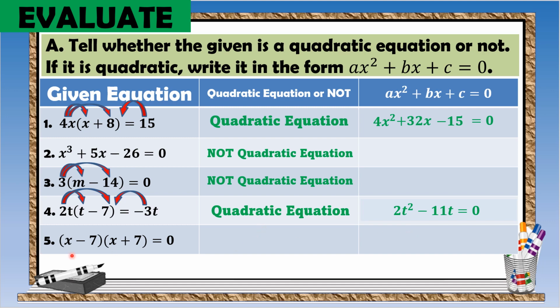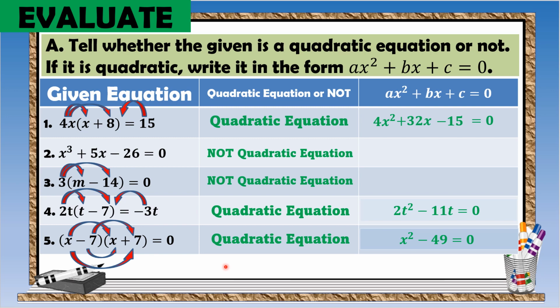Next, last problem, we have x minus 7 times the quantity x plus 7 equals 0. Using the FOIL method, we have x squared minus 49 equals 0. So that is a quadratic equation. As you can see, the quadratic equations are number 1, number 4, and number 5 because they are all in degree 2.